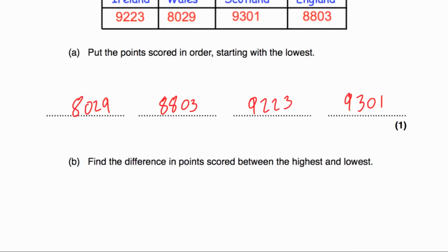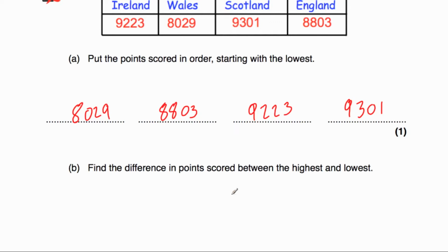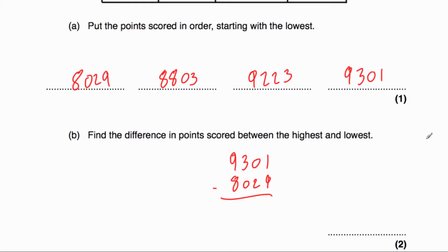Okay, our next question says, work out the difference in points scored between the highest and the smallest. So the highest is 9,301, and the smallest is 8,029. We're going to take those away from each other, and this is a non-calculator question, so we need to do this using the column method. So 1 take away 9, well, we're going to need to borrow. We can't borrow from the 0, so let's borrow from the 3, call that a 2, and make that a 10. We now need to borrow again, so that's now a 9 and an 11. 11 take away 9 is 2. 9 take away 2 is 7. 2 take away 0 is 2, and 9 take away 8 is 1. So the difference in points scored between the highest and the lowest is 1,272. And that's it.